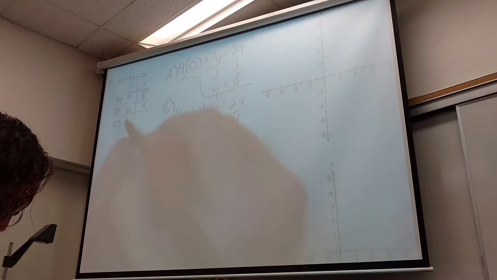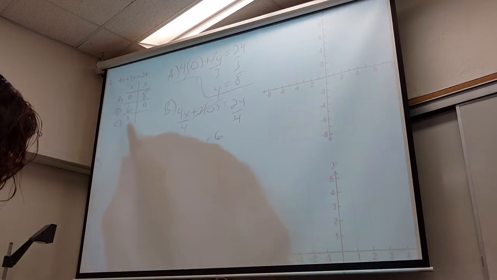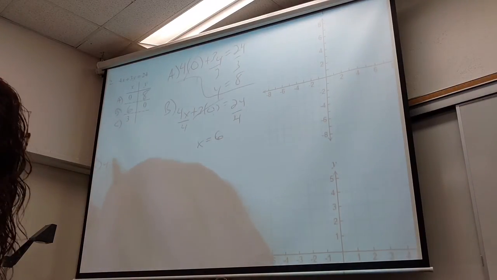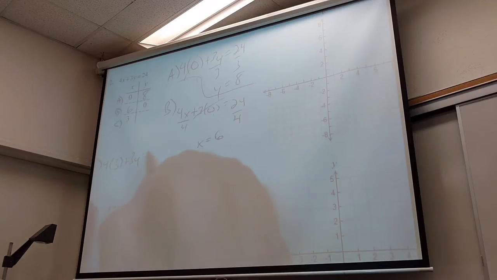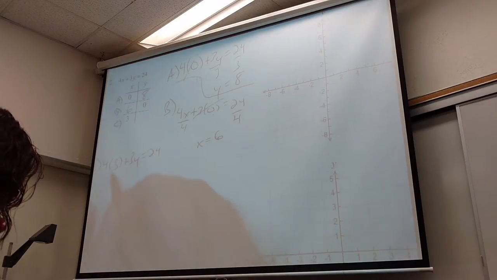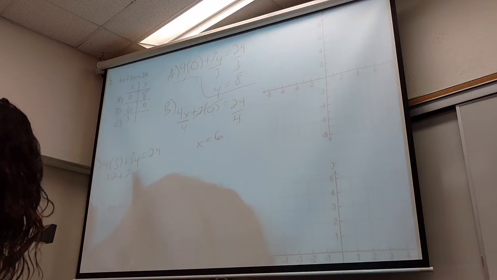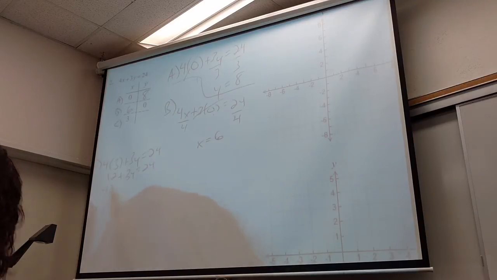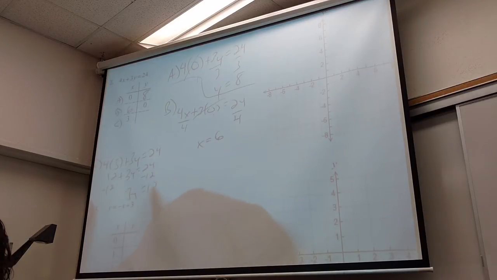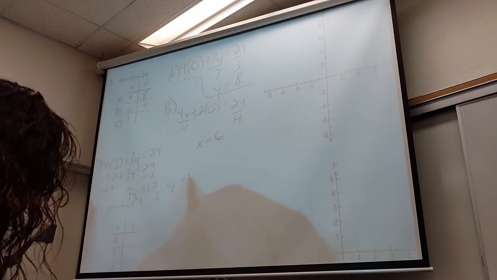And then finally, part C, how do I do that? Plug in 3 for X. So then I get 12. Subtract 12. 3Y is 12. Divide by 3. Y is 4.